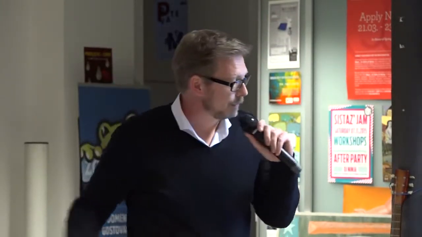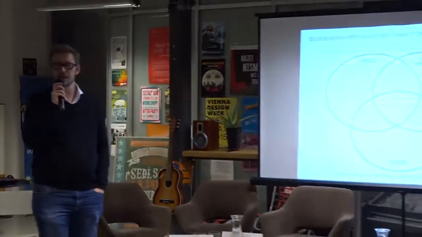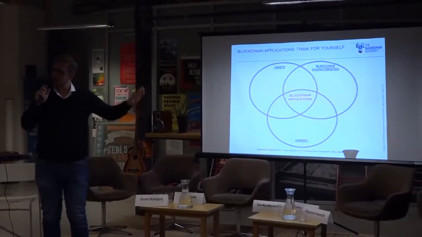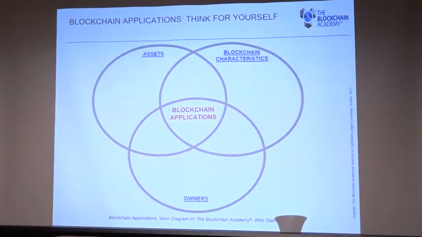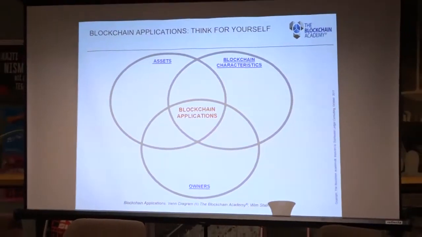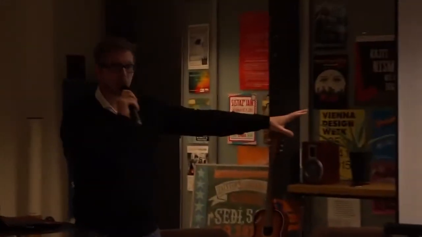So, if we're talking about blockchain applications, these applications exist on the intersection of 3 categories of building blocks, okay? A building block, assets. A building block, owners. And a building block, blockchain characteristics, blockchain features. You can start to take elements out of these building blocks, combine them, and see what comes out of it.